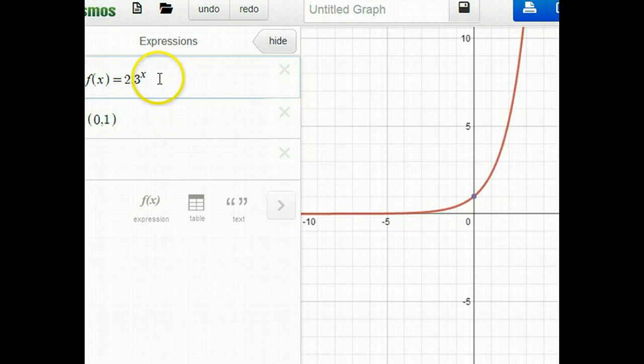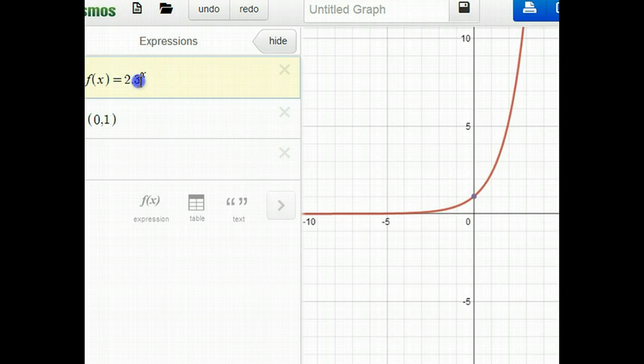So here we have a graph of an exponential function with a base of 2.3, and as you can see here, it still has a horizontal asymptote at y equals 0, i.e. the x-axis, and it also has a range of all positive numbers and a domain of all real numbers. And as you can see, it passes through the point (0, 1).